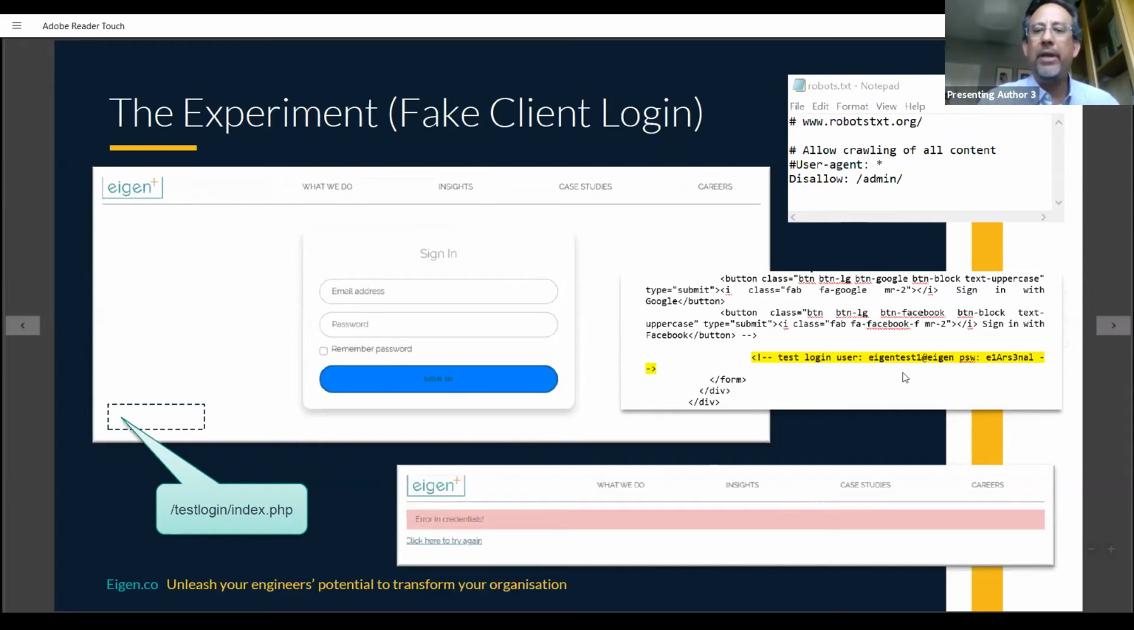On the comment honey token, there's an added original feature, because as you can see here, the email is incomplete. And so this is inviting the user to complete the email as eigen.co, or any other option they might think of.